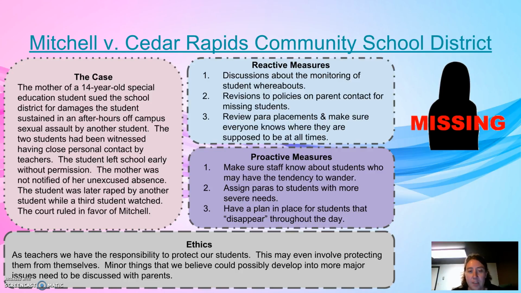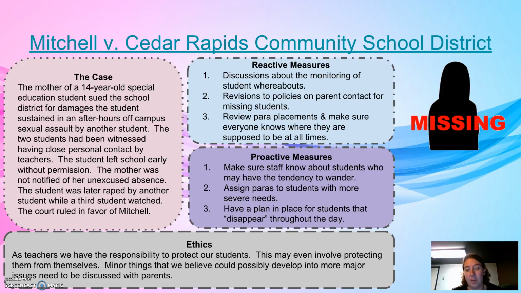Proactive measures, we would want to make sure that staff know about any students who have the tendency to wander. This happens a lot more with the little kids, actually. They get distracted and wander off sometimes, so you need to make sure everyone knows who has a tendency to do that. If you have students that do have more severe needs, you would want to make sure that paras are assigned to them throughout the day.